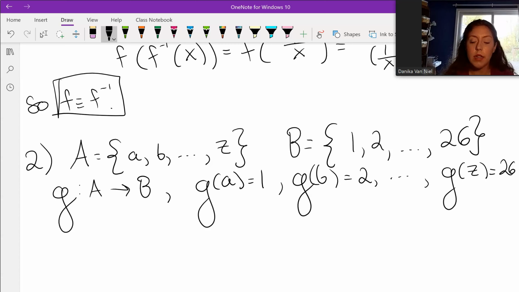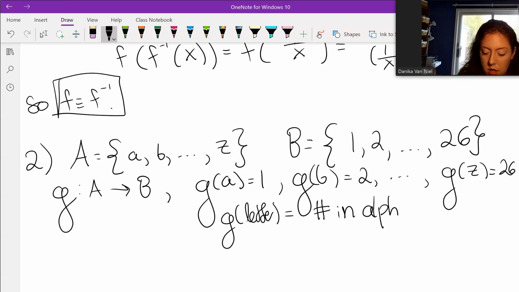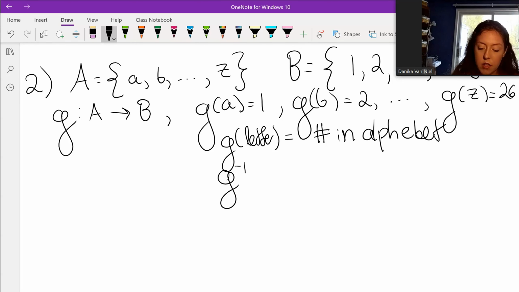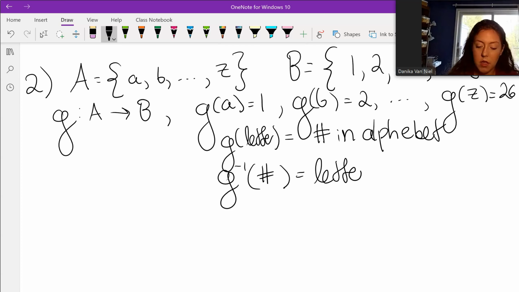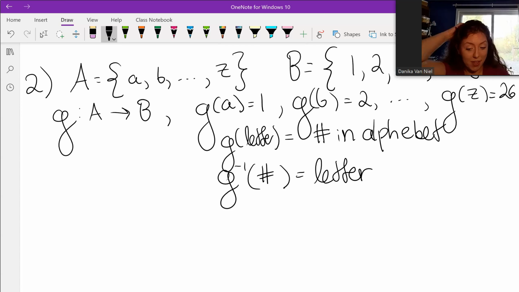So here's how I'm going to write it. I'm going to get kind of lazy. G of some letter equals its number in the alphabet. So I have the same assignment as before. I'm assuming that this is bijective and I just need to find the inverse function, although it would not be too hard to show that this is bijective. So G inverse of a number equals the letter at that number of the alphabet. So you know what I'm saying.